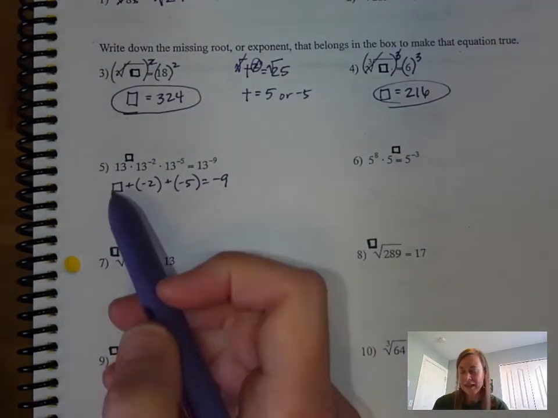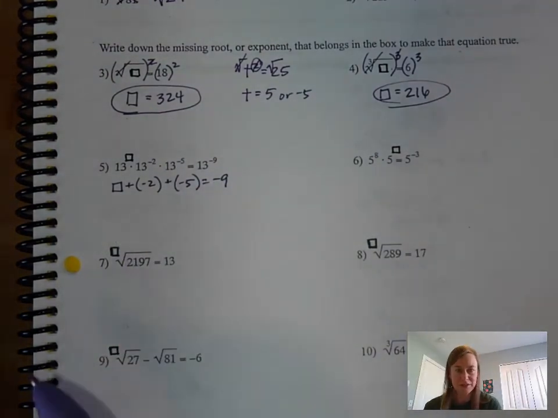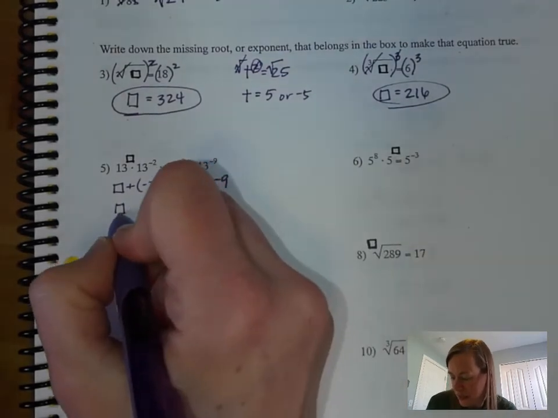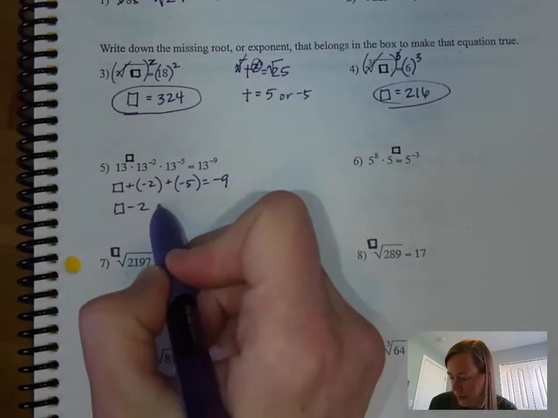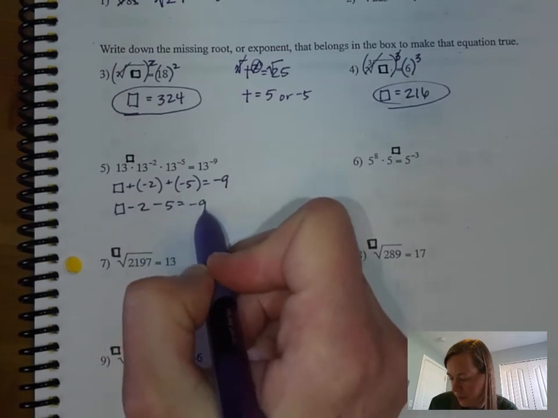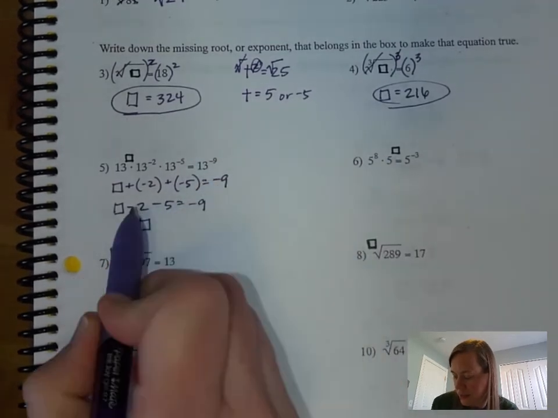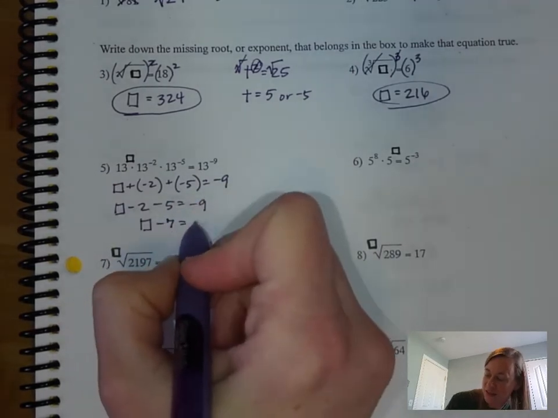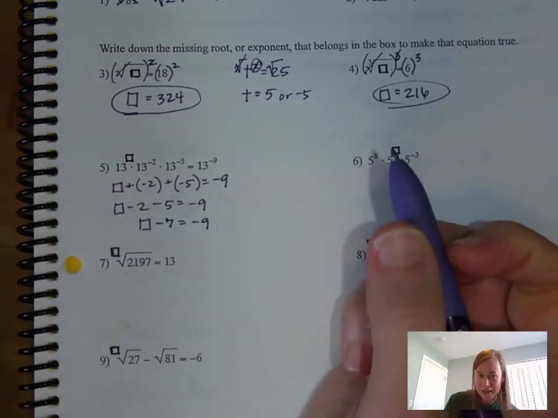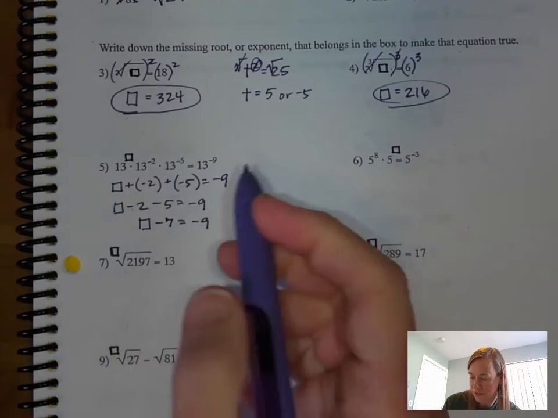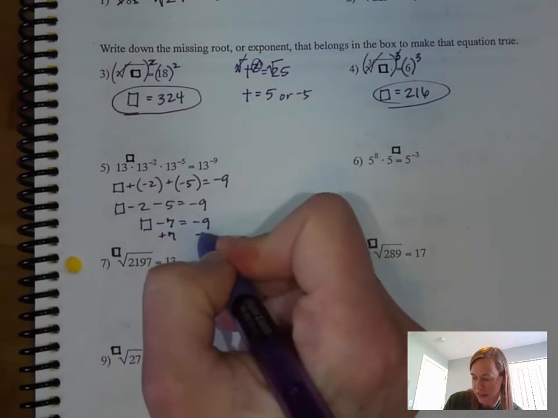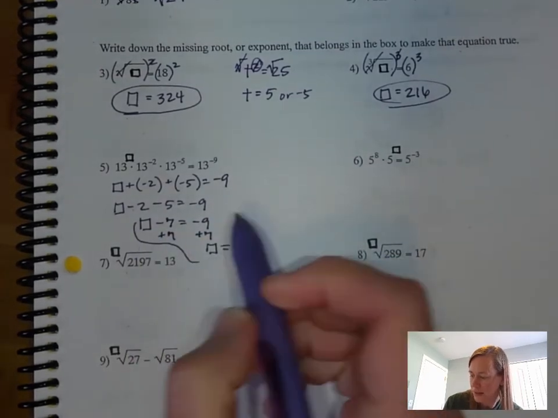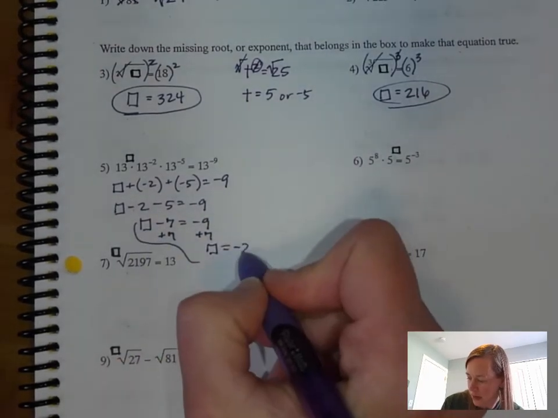All right, and if you want to use an X instead of the blank, totally fine. Now, we have all these double signs. Plus and negative is just the same thing as subtract. So I'm going to simplify that for those two, equals negative 9. Now let's combine those together. Negative 2 minus 5 is negative 7. And then we just need to get the box by itself. We can do that by adding 7 to both sides. And we're going to get box equals negative 2.